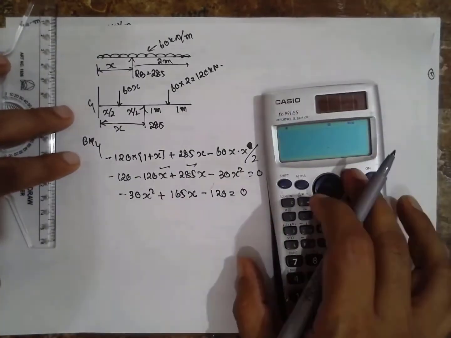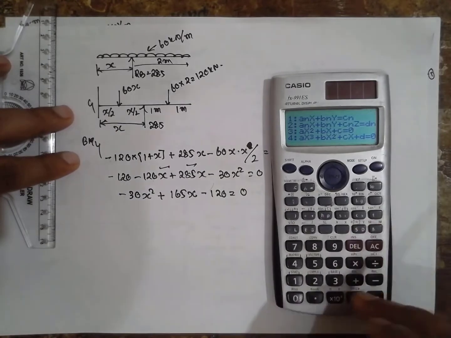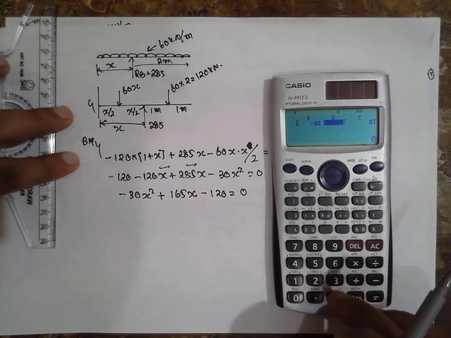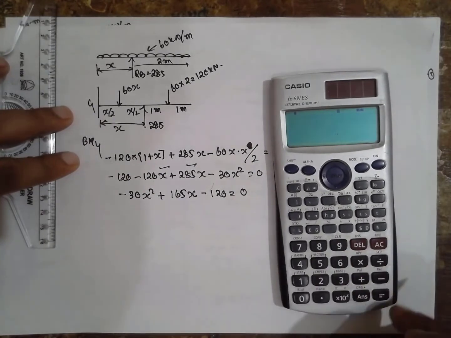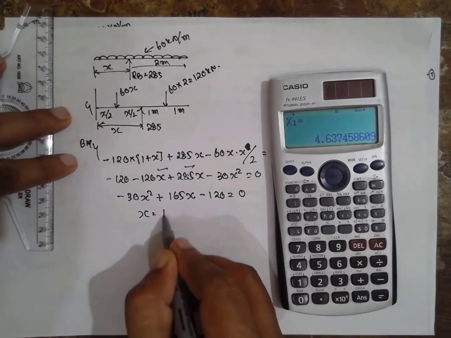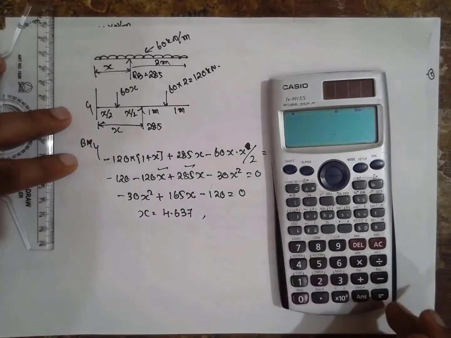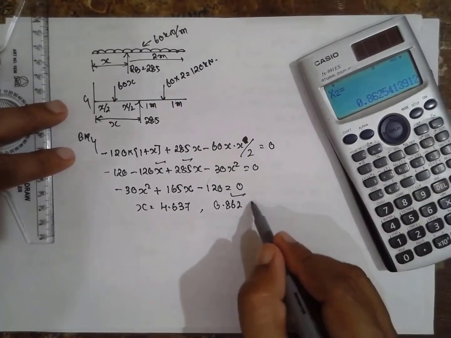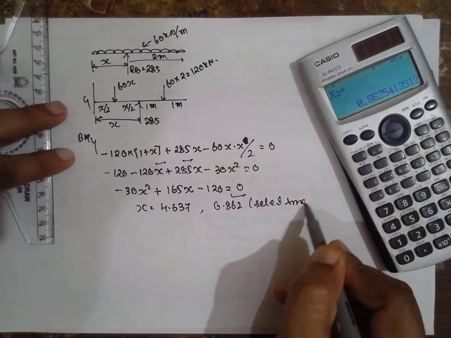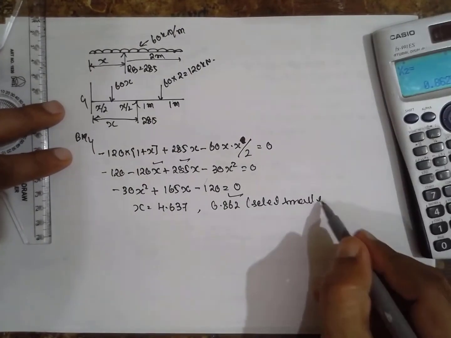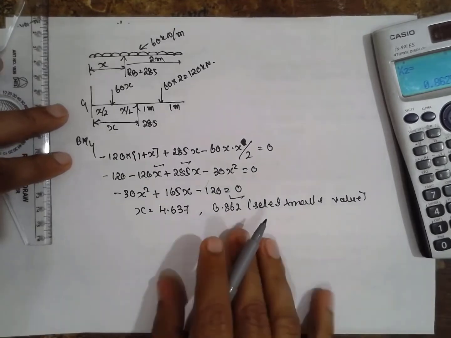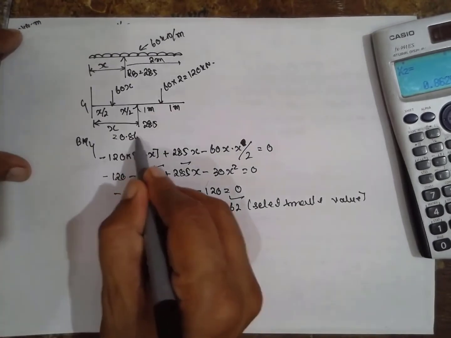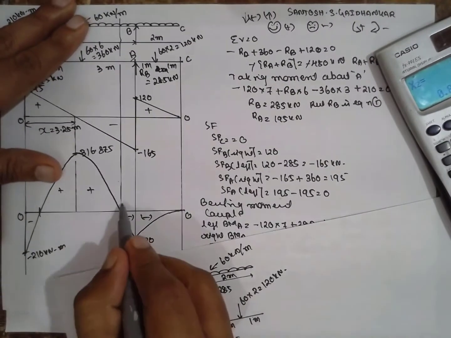With the help of calculator you can find out the values. X square term minus 30, 165, minus 120. The X values are 4.637, one more 0.862. Select the smaller value. This value also comes in use, smaller value. That means the value of this part X is 0.862.